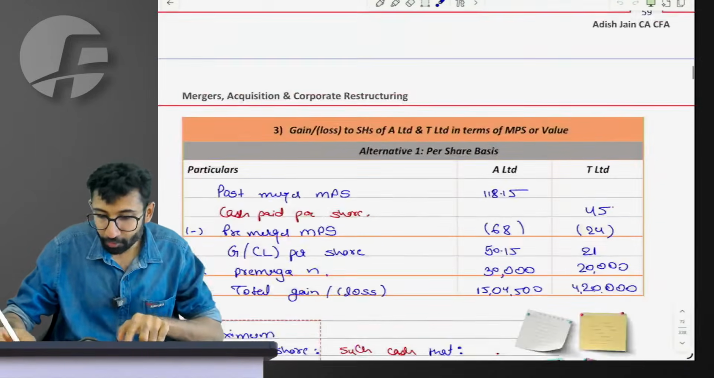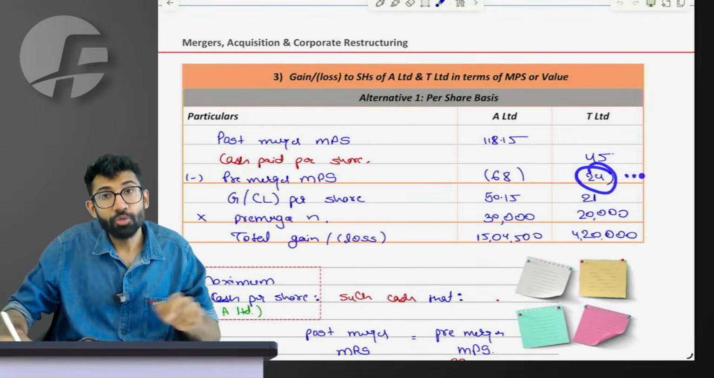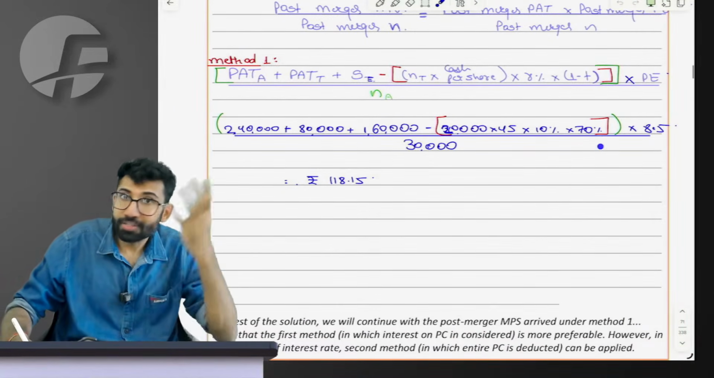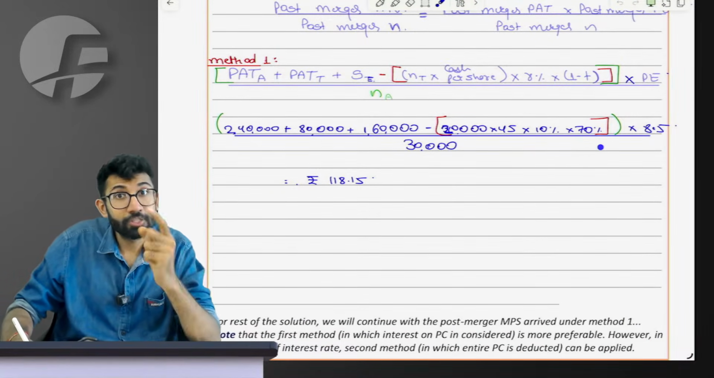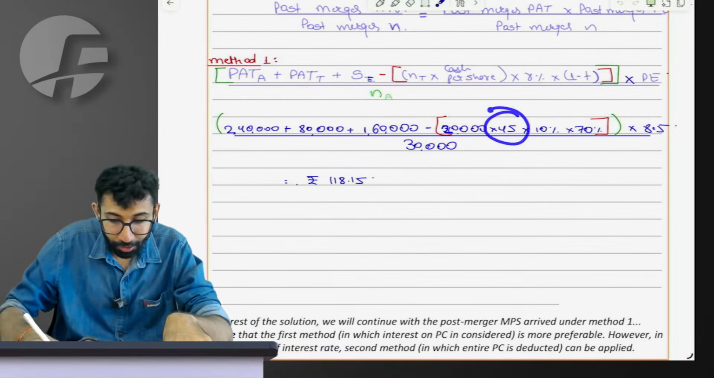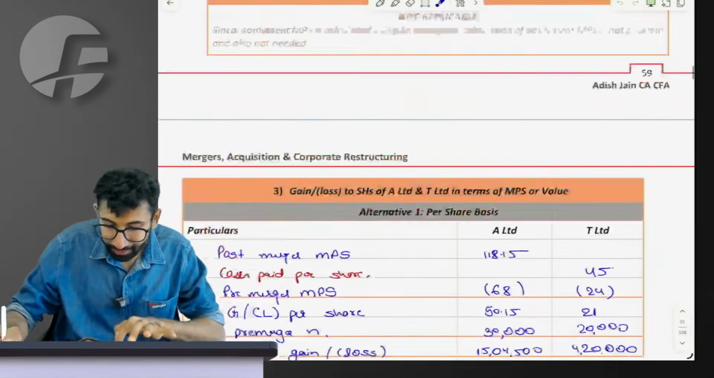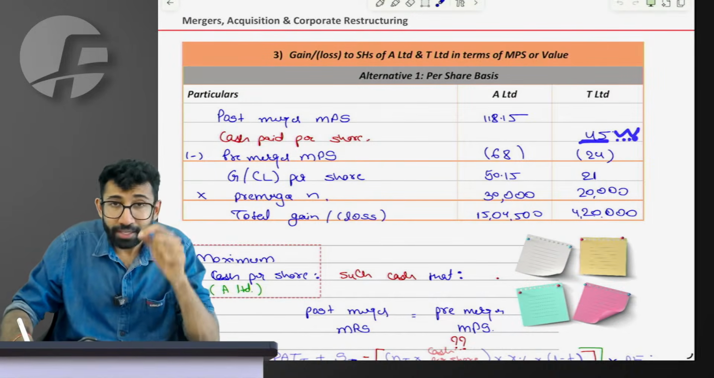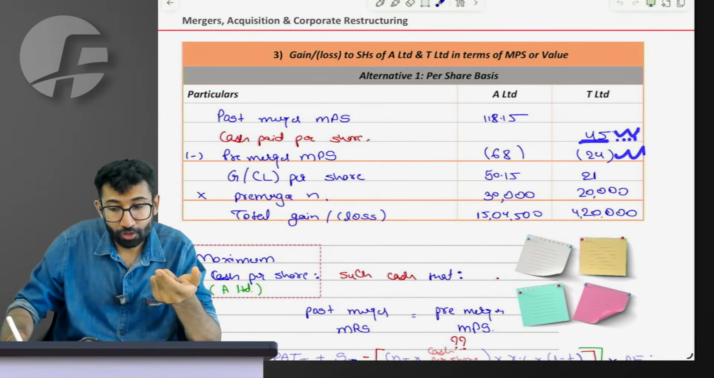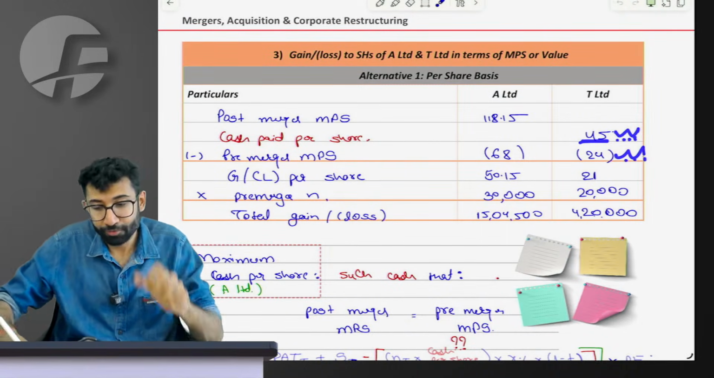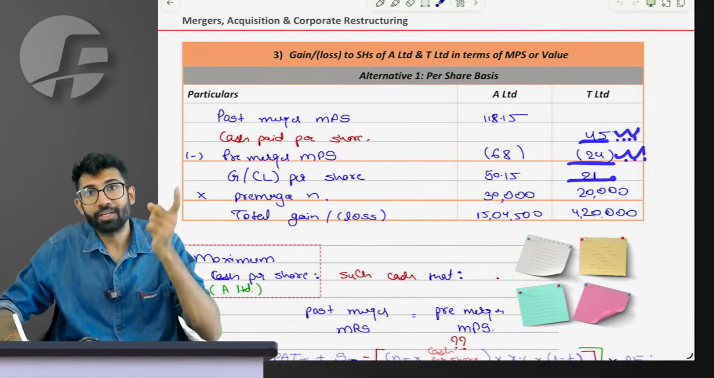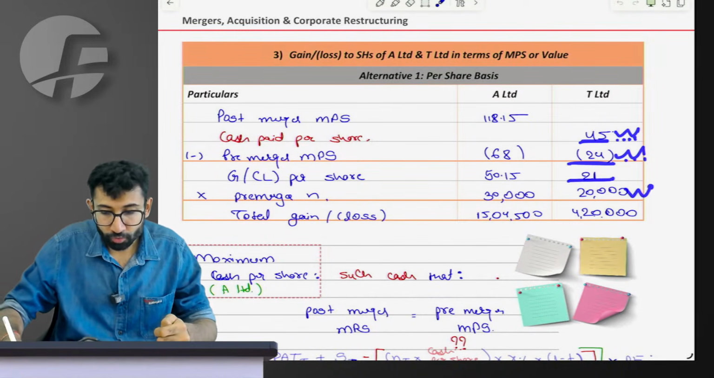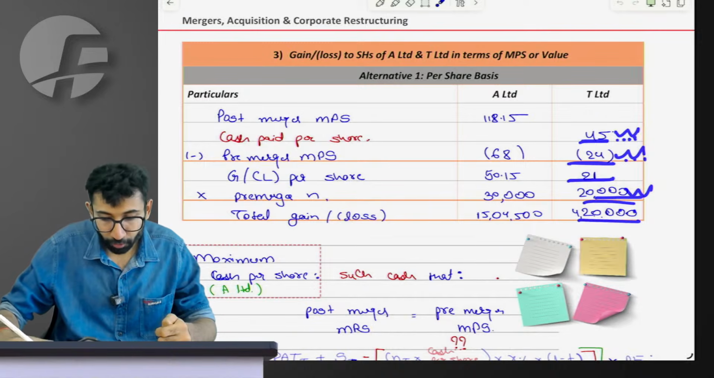Your pre-merger value was 24. Against that value, do you agree, in the new company you have not received the market price equivalent MPS, but you have received a cash of rupees 45? Do you agree to it? So we will say 45 is the cash you have received against your pre-merger market value of 24. So as a shareholder of Target, you have gained 21 rupees per share on those 20,000 shares. It becomes a total gain of 420.